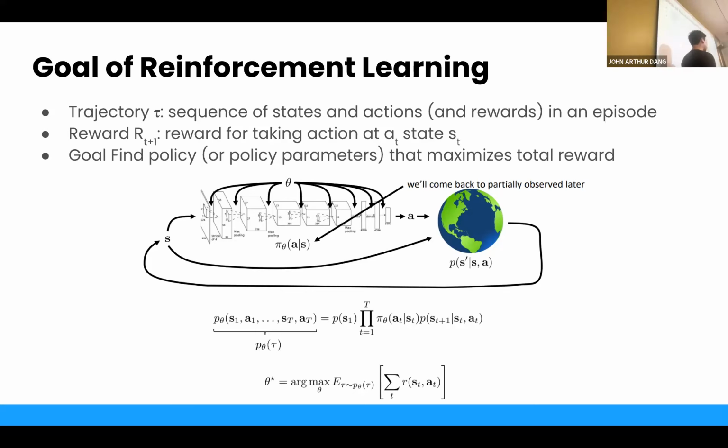What we want to do is find theta star. For instance, the parameters of our neural network policy that maximizes our total expected reward over the distribution of trajectories induced by running our policy parameterized by parameters theta. I know that was a lot of equations and math. Are there any questions? Just making sure.